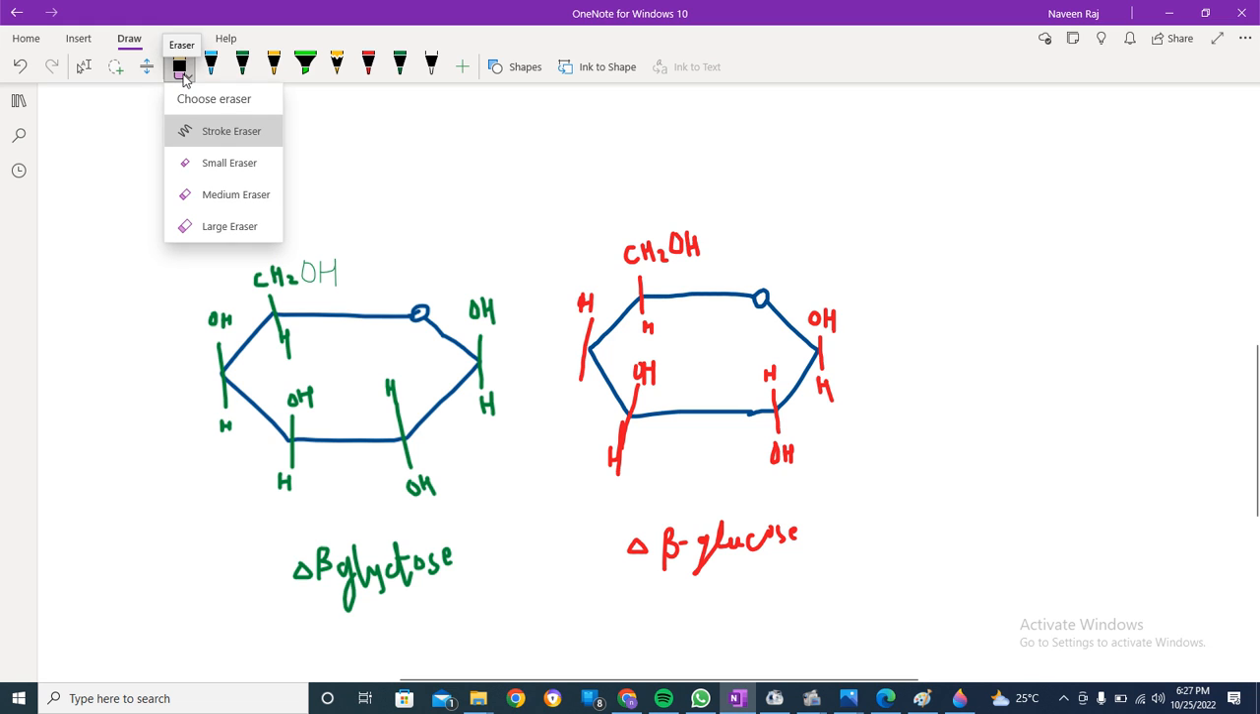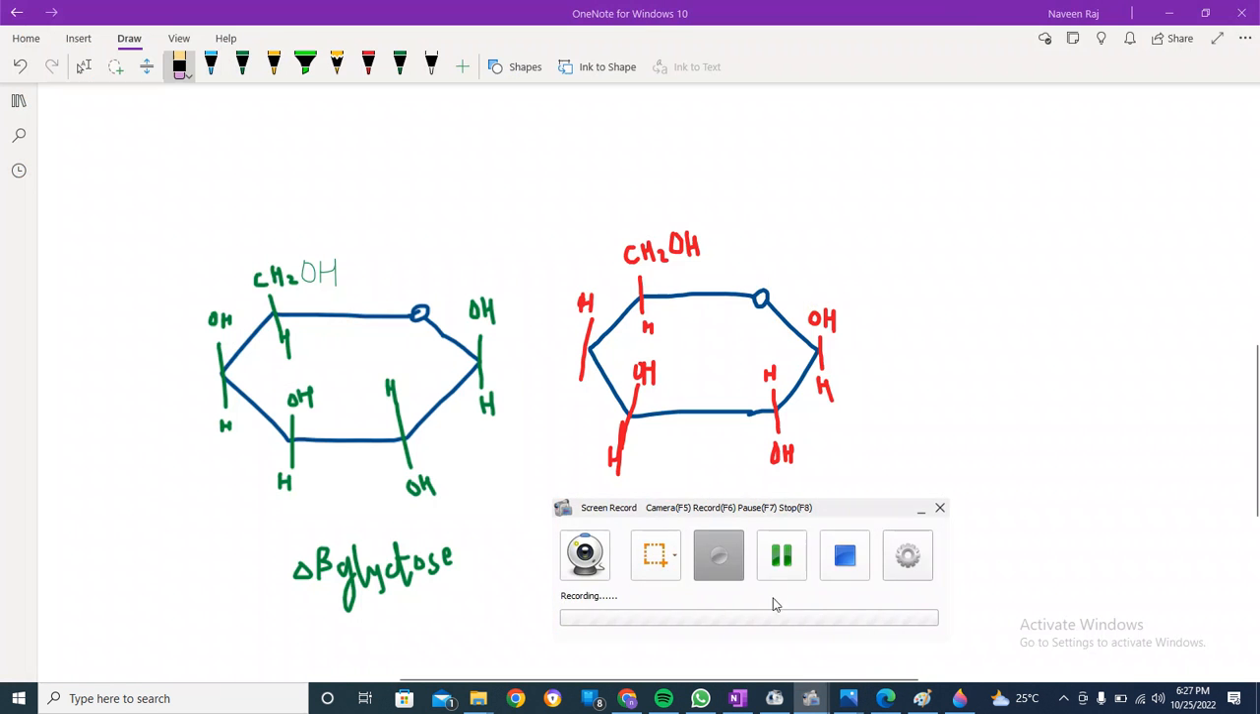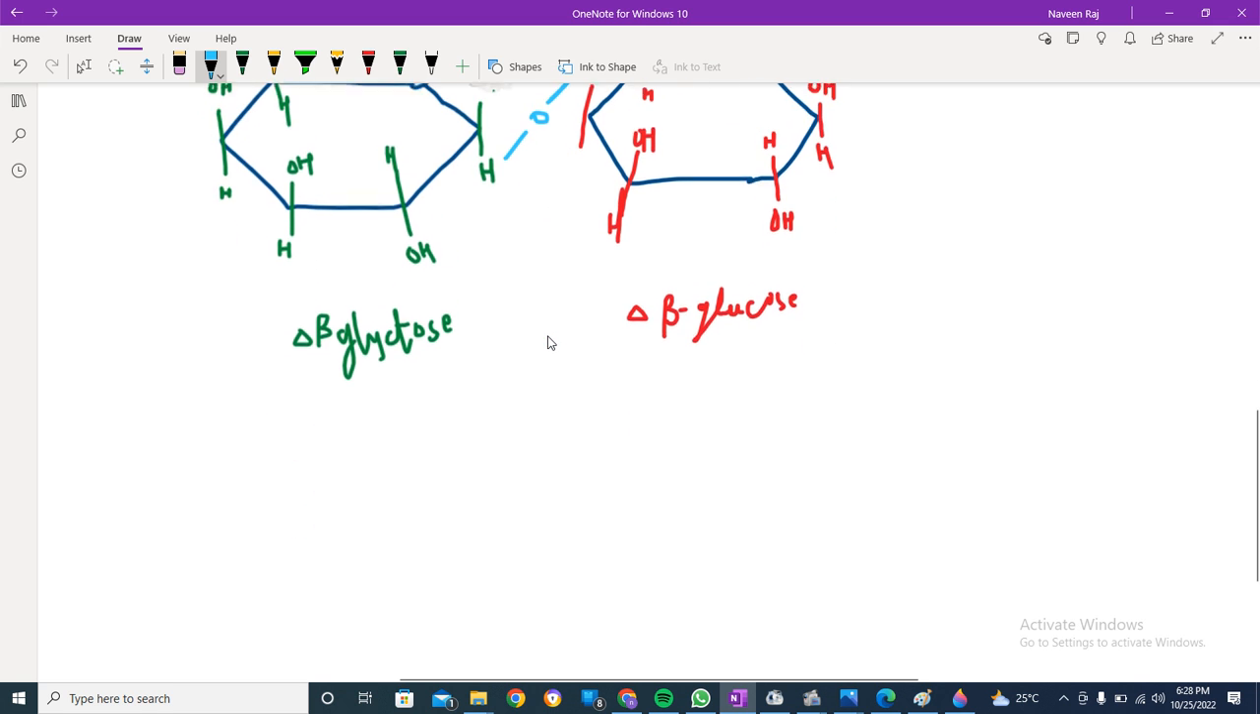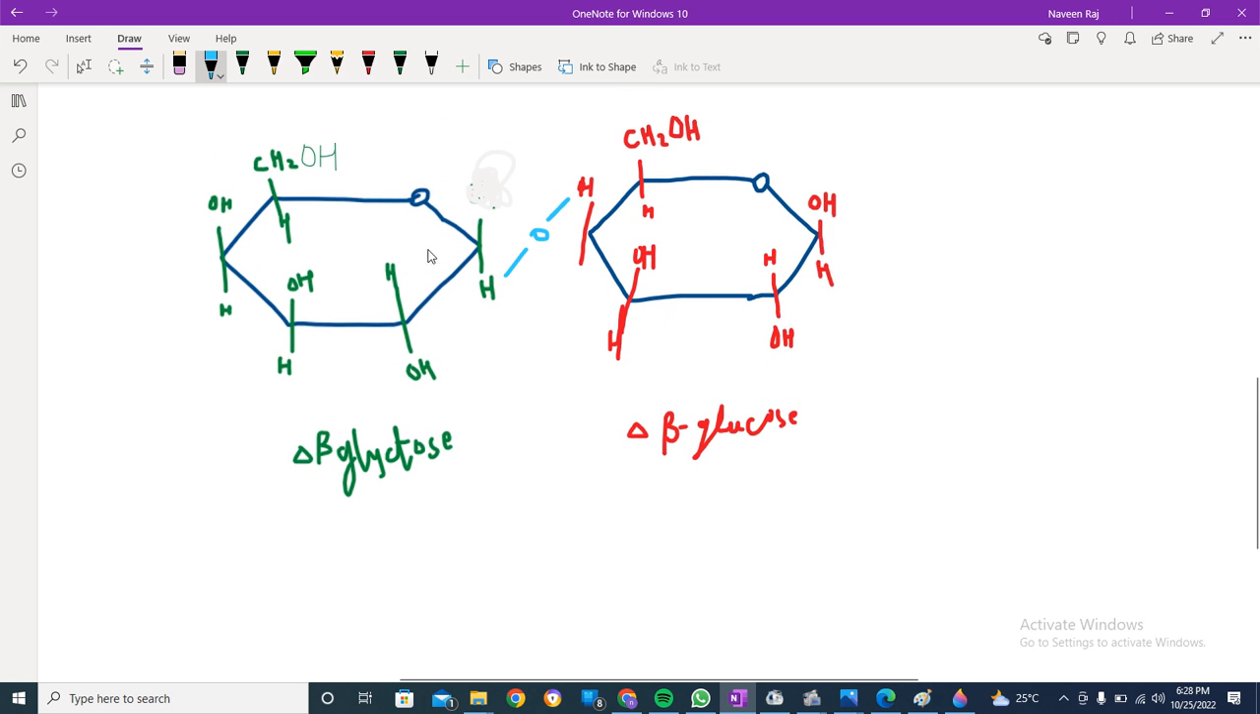Okay, so that bond is gone. Now what will happen is this: the oxygen from the first will come over here. The oxygen will act as a center atom and binds both hydrogens. And this is how the link is. You can see that this is C1 and this is C4, right? This is C4.